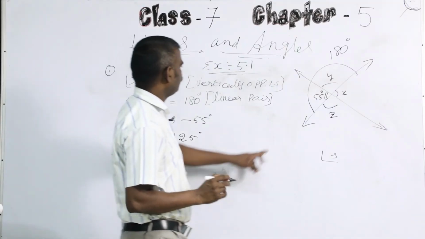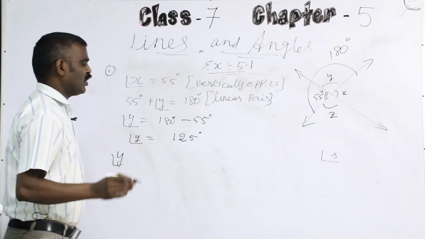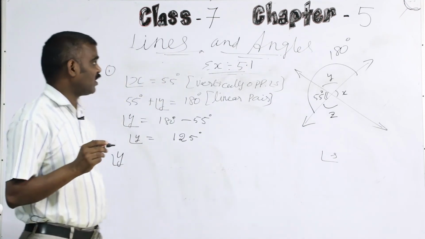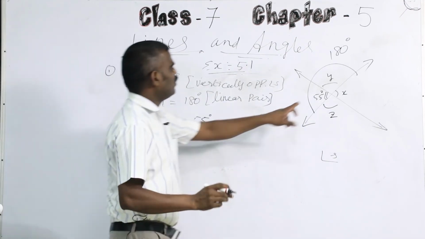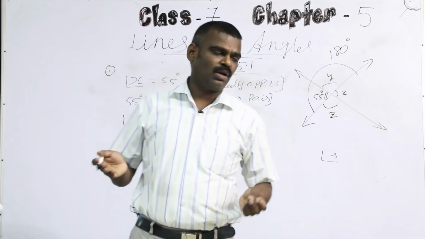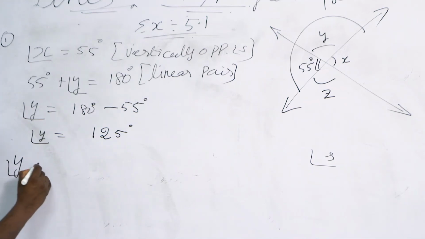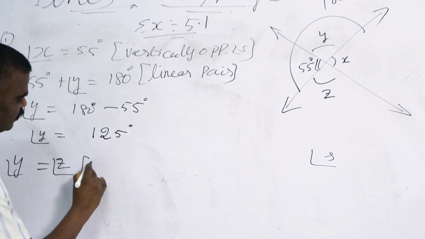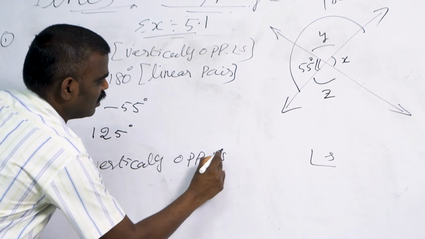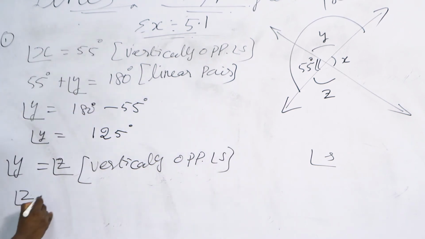and angle z? Keep in mind, vertically opposite angles are always equal. Don't forget, vertically opposite angles are always equal. That is why x equals 55, because they are vertically opposite and equal. Now x, y and z. y equals z, because they are vertically opposite angles. So z equals how many degrees? Y is 125, then z is also 125 degrees.